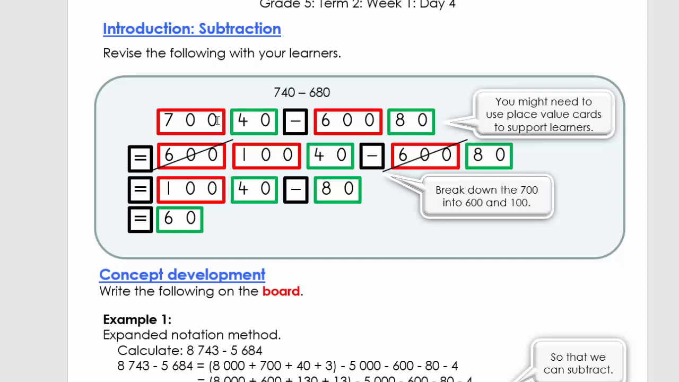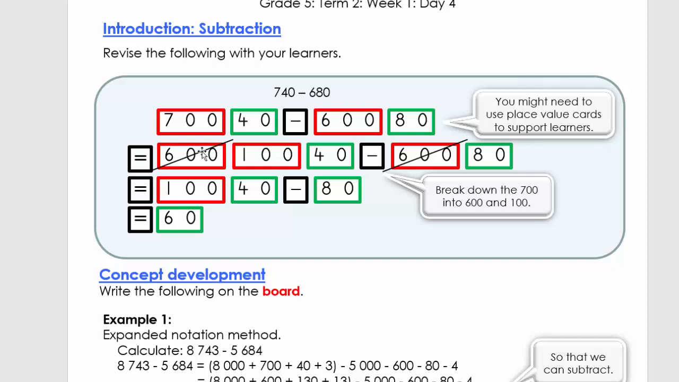Now, I always like to use place value cards. So remember, the cards here is how we're going to pack it out. So in this illustration, what we have is 740 minus 680. So we can say 700 minus 600, but when it comes to 40 minus 80, we need to subtract a bigger number from a smaller number.